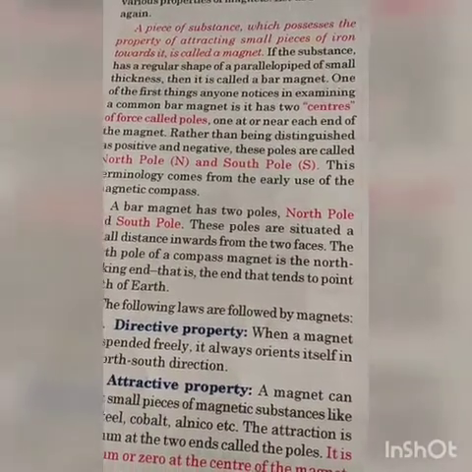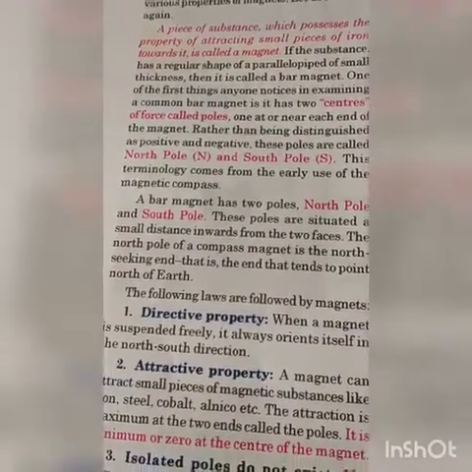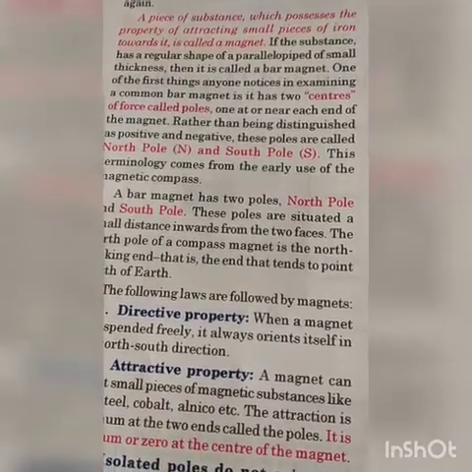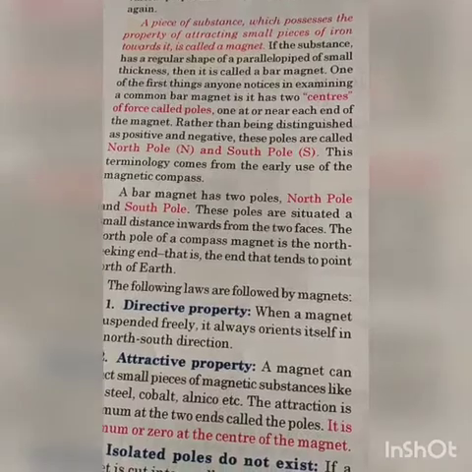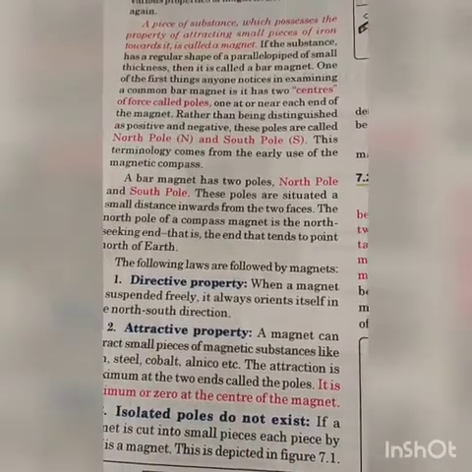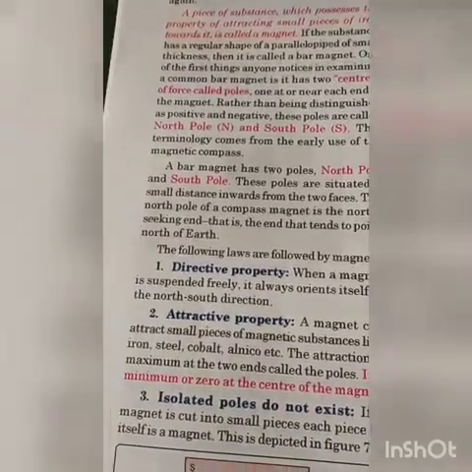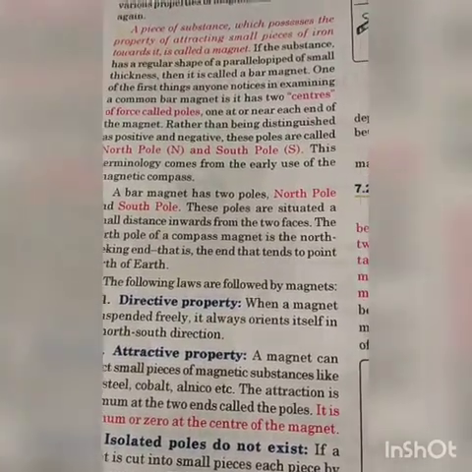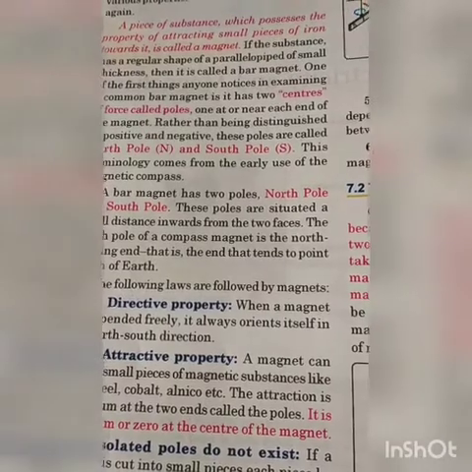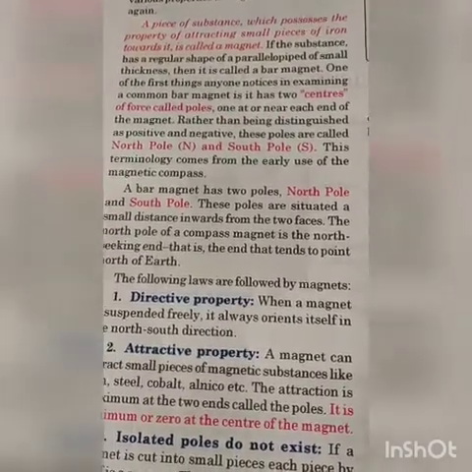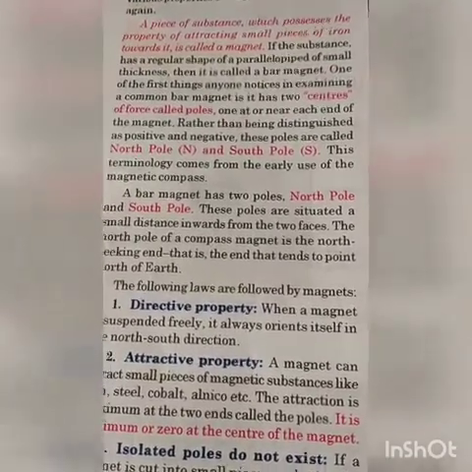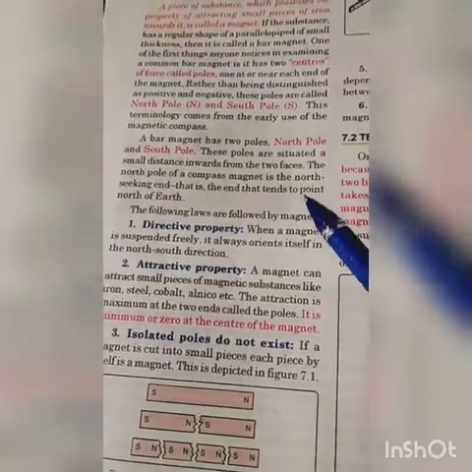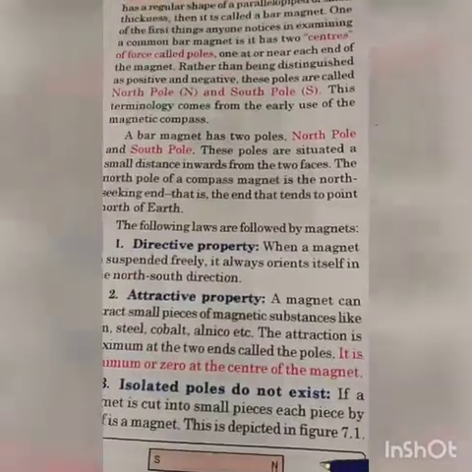Now, directive property. When you tie a magnet with a thread and suspend it freely in air, it aligns itself in the north-south direction because Earth also has magnetic property. So it aligns with that property.